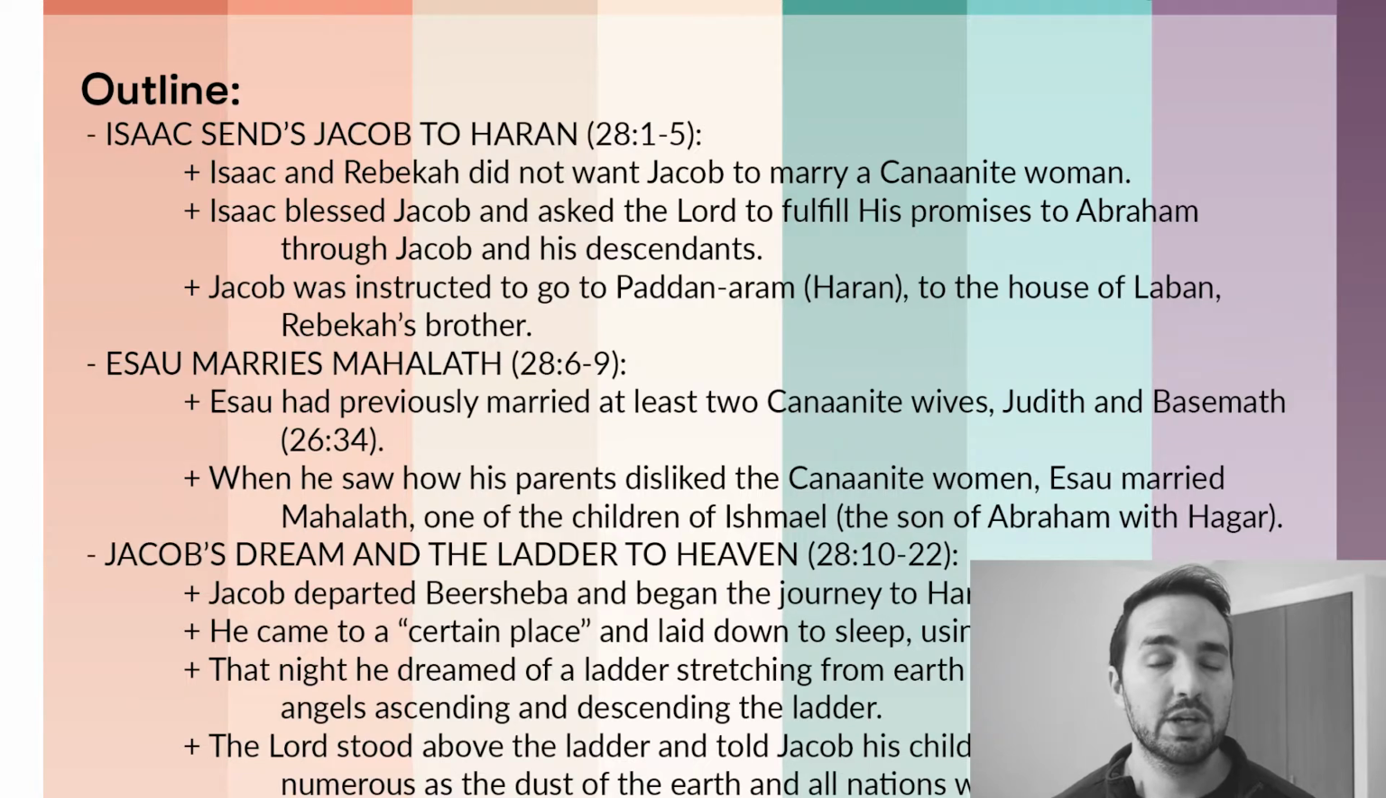And so then we step away from Jacob's story for just a short period of time in verses 6 through 9, and we talk about Esau. Esau marries Mahalath. As I had mentioned, Esau previously married two Canaanite women. Their names were Judith and Basemath. We know that from Genesis chapter 26. But when he saw that his parents were displeased with the Canaanite women, he actually went and found a new wife, a daughter of Ishmael. You remember Ishmael was one of Abraham's sons with Hagar, an Egyptian servant. Right, so this was one of his relatives. So he went and married this woman probably to garner some favor with his parents.